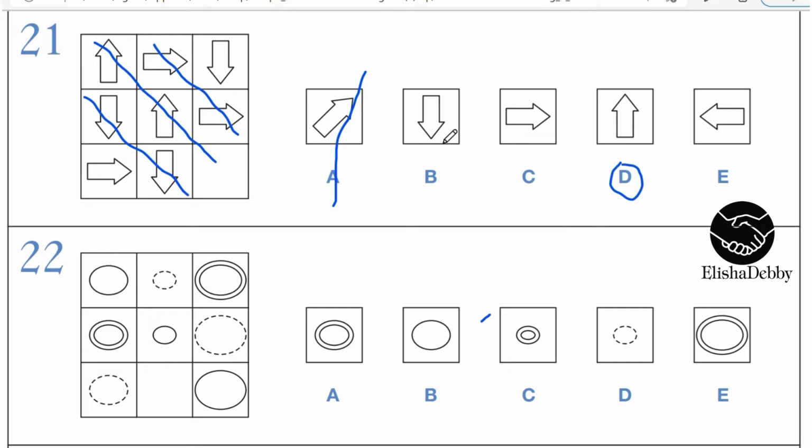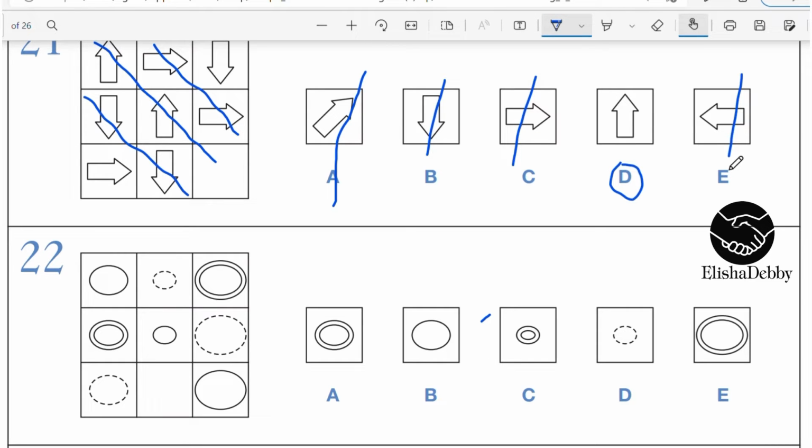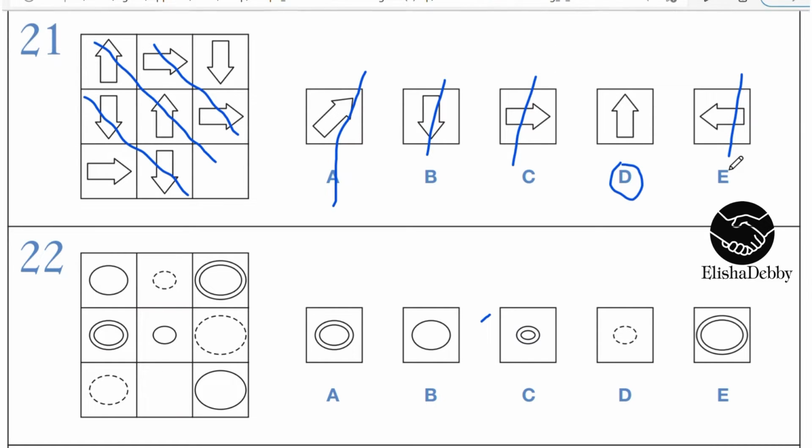Okay, and I can't choose this because this already exists in the box. I can't choose this because if you look at it, it already exists here. And I can't choose this, E, because none of them goes to the west. They all go north, south, or east. Okay, let's look at this one.